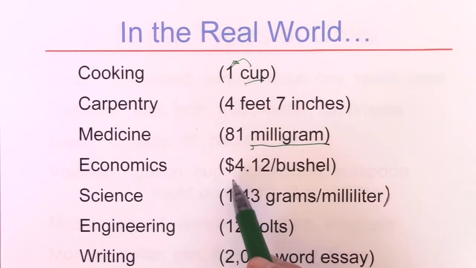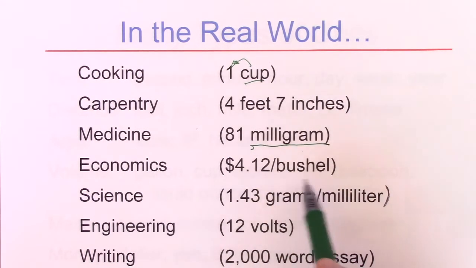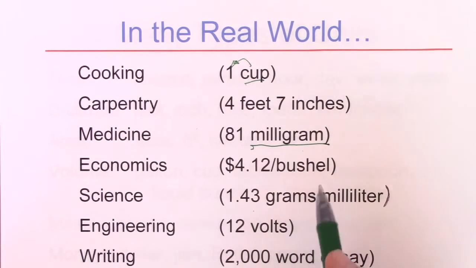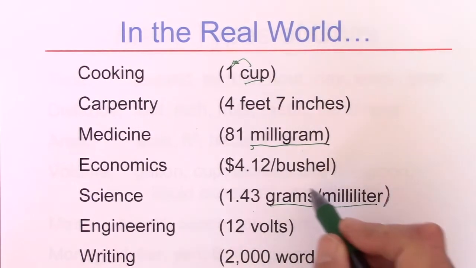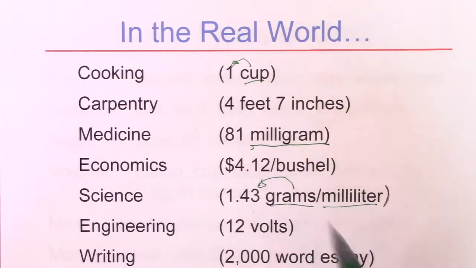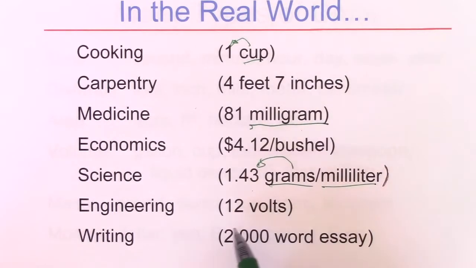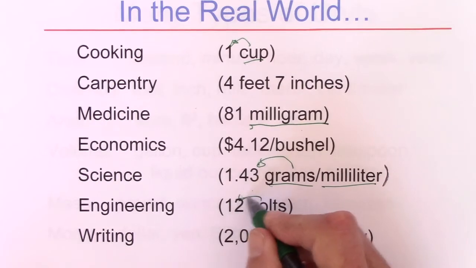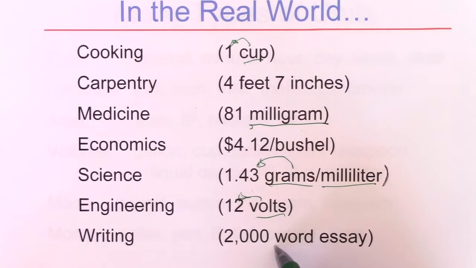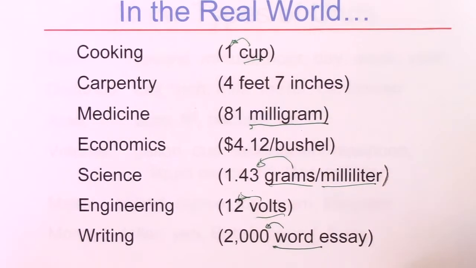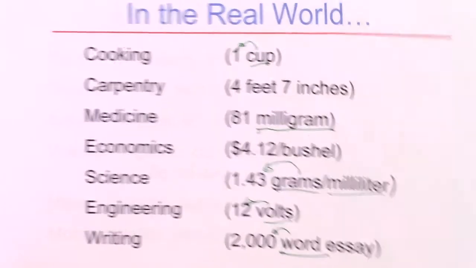In economics, we could talk about, say, $4.12 per bushel of wheat. Science, 1.43 grams per milliliter. Here we have 2 units associated with a 1.43. I'll explain about that a little bit later. And electrical engineering, you could talk about 12 volts. Volts is the unit. And even in writing, if we're asked to write a 2,000-word essay, the word is in fact a unit that goes with the number 2,000.